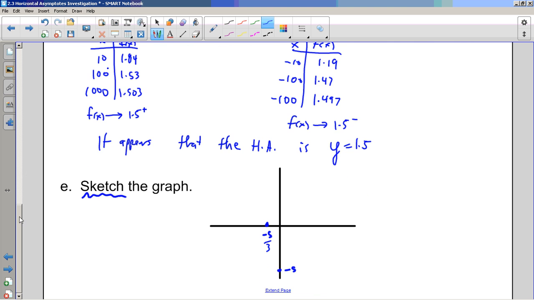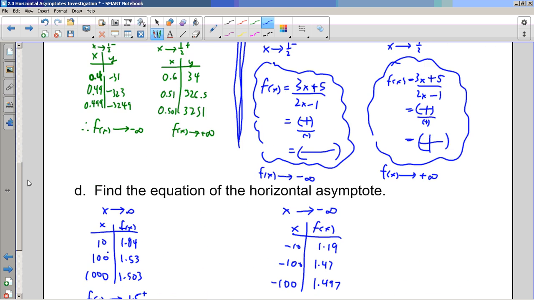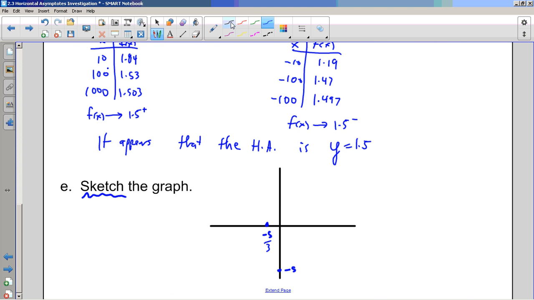What was the next calculation? Vertical asymptote at a half. All right, well, at a half, I'm going to put a vertical asymptote. And I don't care how far over this is. Around here, right? x equals a half. That's the vertical asymptote.